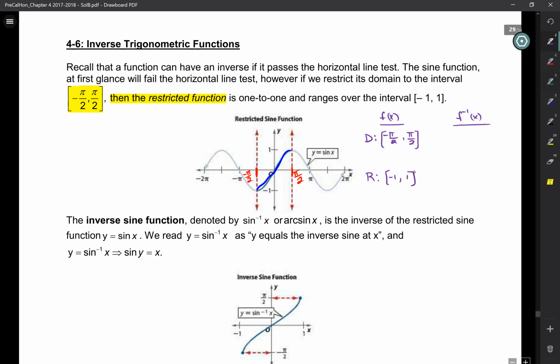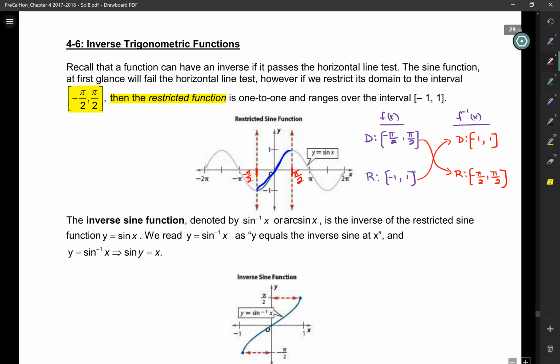Okay? If finding an inverse is the same as interchanging x and y, that means the domain, which is associated with the x, and the range, which is associated with the y, are also going to be swapped. So that means for the inverse function, the range will be negative pi over 2 to pi over 2, and the domain will be from negative 1 to 1.